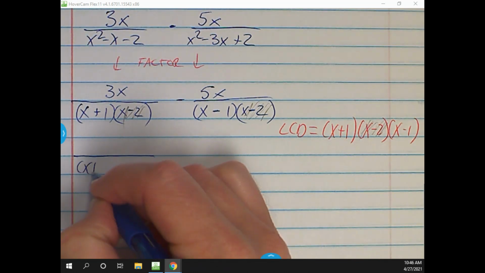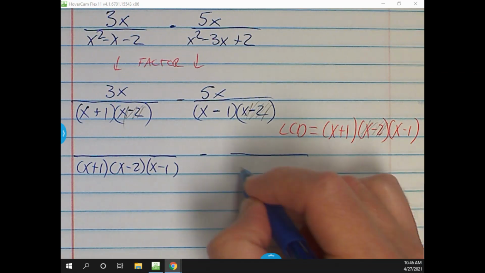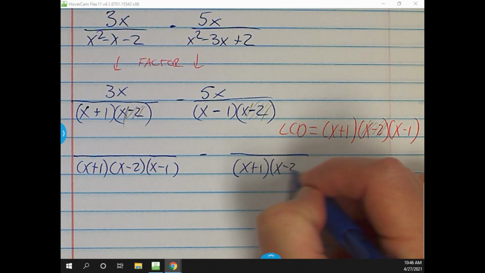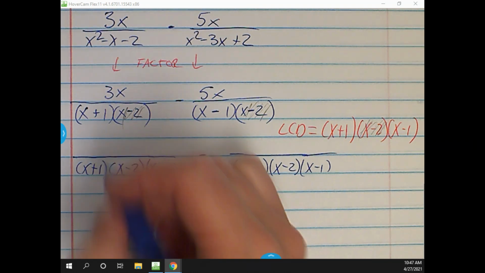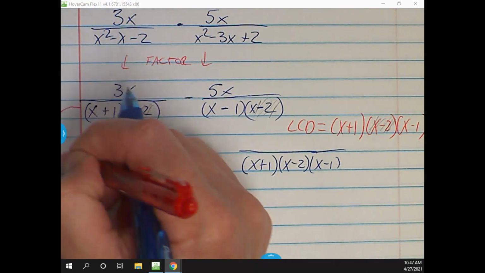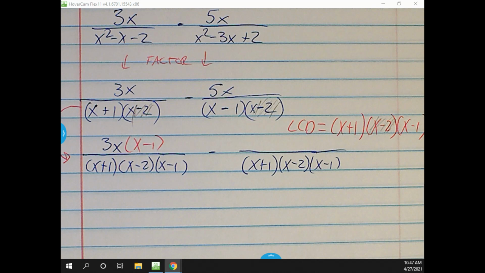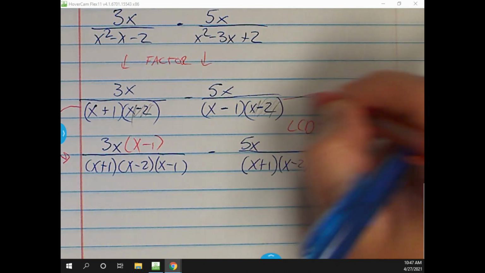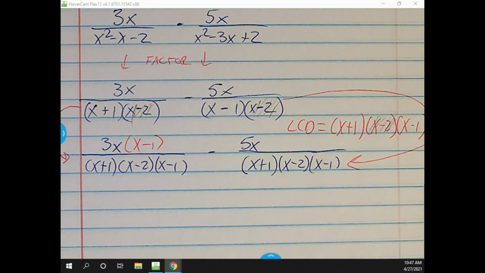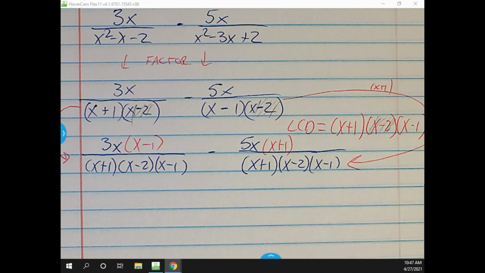All right, so we've got to rewrite everything with the least common denominator first. So it gets us here. We already had the 3x that was here. What do we multiply in extra to get from here to here? We put in an extra x minus 1. So if we did x minus 1 on the bottom, we're going to have to do x minus 1 on the top. The 5x was already here. And for this one, to get from here to here, we had an extra x plus 1. So if we multiply by x plus 1 on the bottom, you've also got to multiply by x plus 1 on the top.